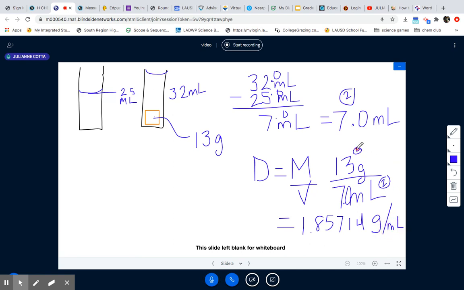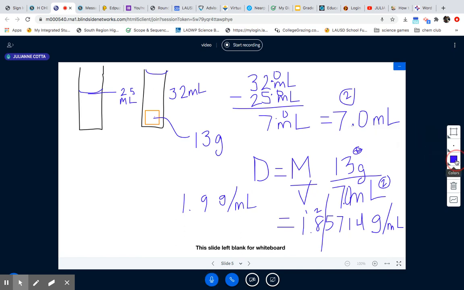Both of my numbers had two significant figures. 13 had 2 and 7.0 had 2. So I need to count two significant figures. So 1 and 2 significant figures, draw a line behind it. And when I look at the number behind it, it's a 5. So that is 5 or higher. So we're going to take that 1.8 and turn it into a 1.9 grams per milliliter. So there's the density of that block. It is 1.9 grams per milliliter.